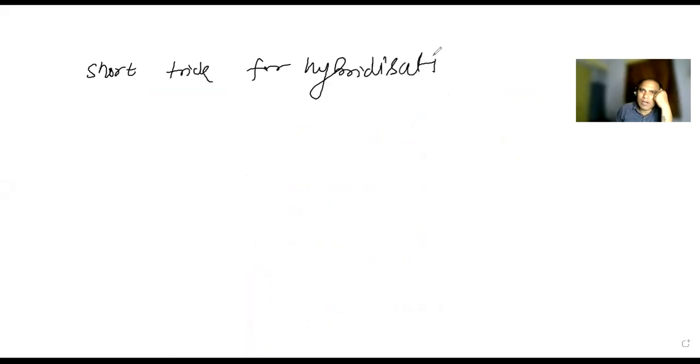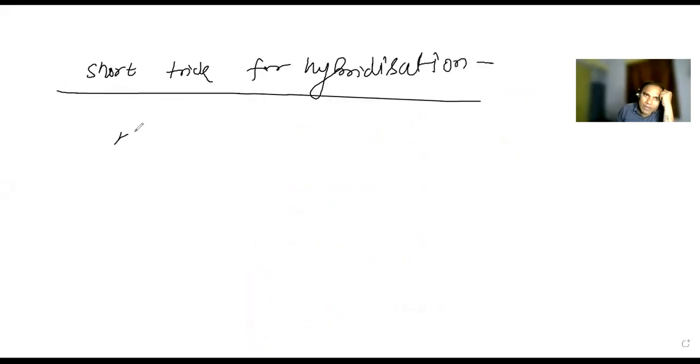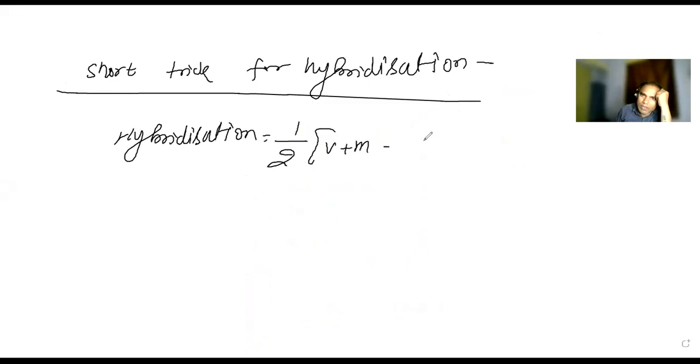The second thing we have to understand is the short trick for hybridization. This is only for the NEET exam. If you are calculating hybridization, how do you calculate it? Hybridization is equal to 1 by 2 in brackets, (V + M - C + A). This is the short form.